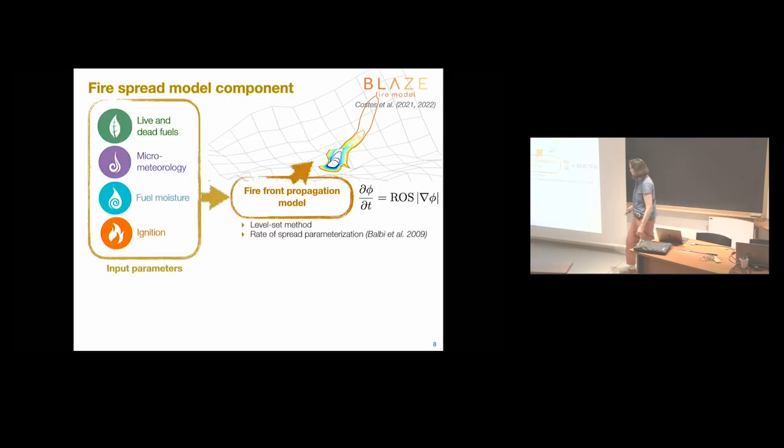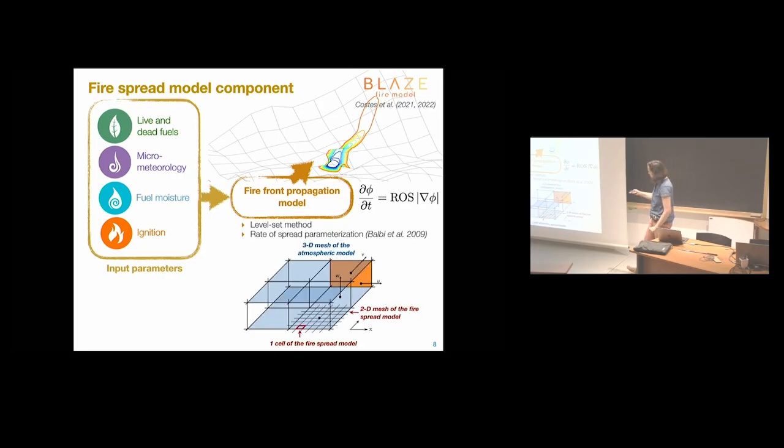Okay. So the coupled fire atmosphere model we are working on, in terms of the fire spread model component, we are using Blaze, which was developed by Aurélien Costes during his PhD. And it's like S-Fire in the water fire. It's a level set method, so it's an Eulerian framework, and we have a parameterization of rate of spread. For now, we have a BALB formulation that was developed here at the University of Corsica. And the Blaze fire model actually runs on a grid that is a refinement of one cell of the atmospheric model. So we are using here Meso-NH, like Bati.